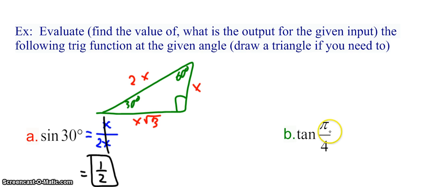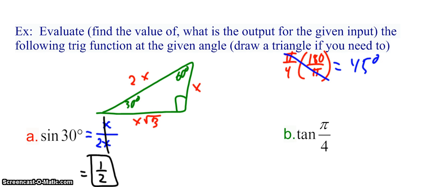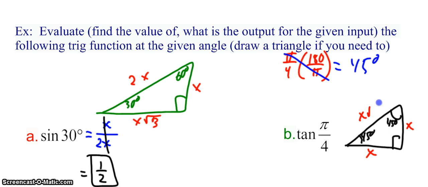So let's draw this. Well, in order to draw a triangle with pi fourths, I need to think in terms of degrees, or it's easier right now, right? And we remember, hopefully, that if I do pi fourths times 180 over pi, and maybe we have this memorized already, this is going to be 45 degrees. So, what kind of triangle am I drawing? I am drawing a 45-45-90 triangle. And I remember from when we did this, this is x, x, x root 2.